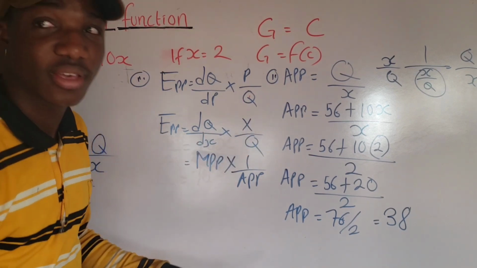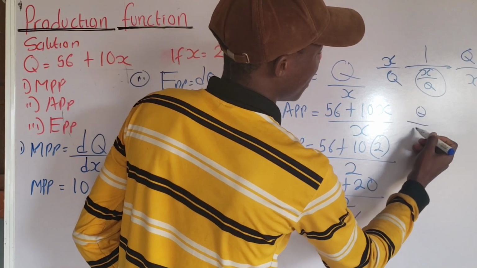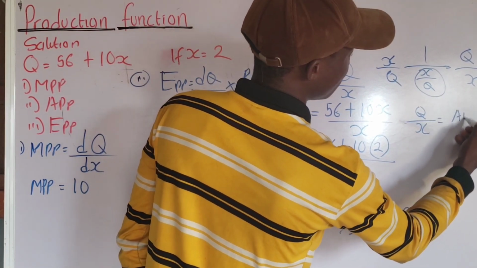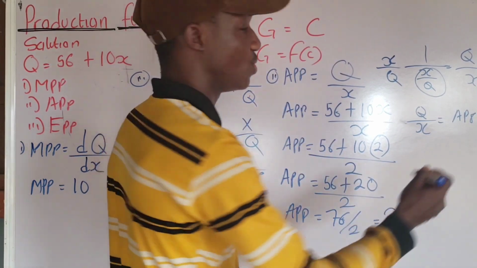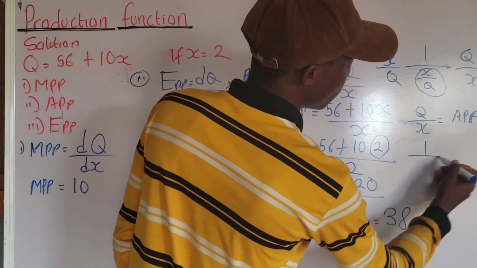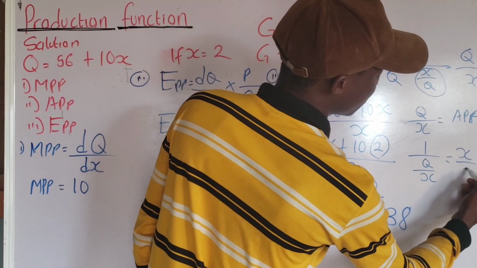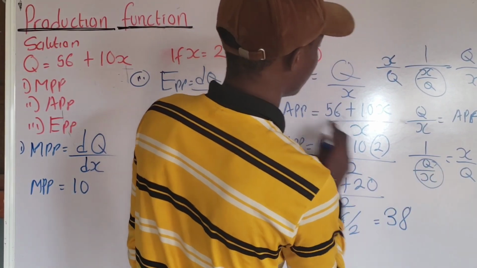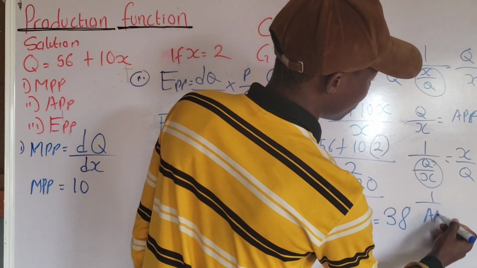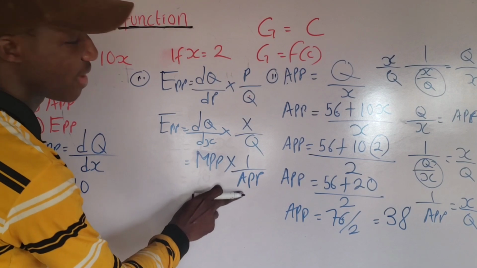Let me explain. You know that Q over X is APP. Now I want to get X over Q. To get X over Q, I'm going to take the inverse of Q over X. So I'm going to have 1 over Q over X, and that will be X over Q. And Q over X is the average physical product, the APP. So 1 over APP will give us X over Q. That is how I got 1 over APP here.